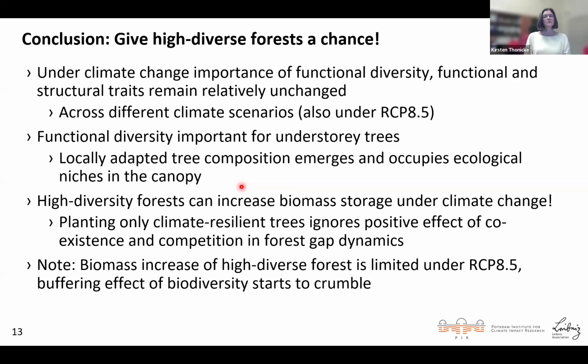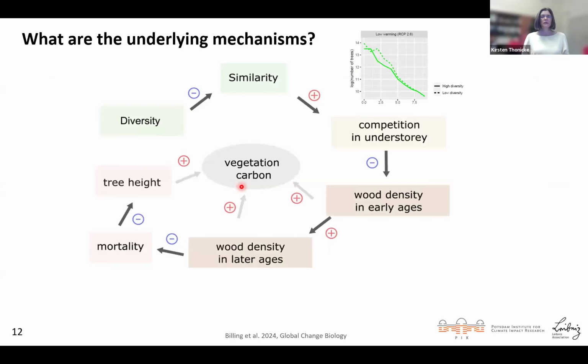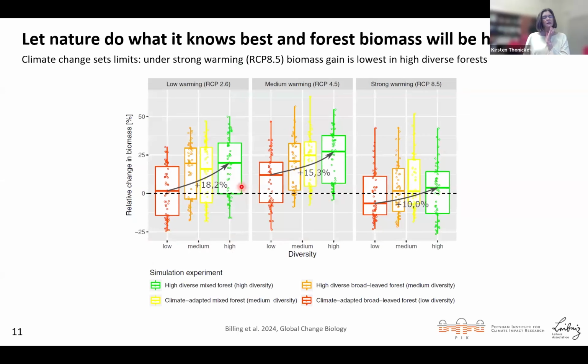Planting only climate resilient trees ignores the positive effect of coexistence and competition in forest gap models. Please note, biomass increase of high diverse forests is limited under RCP 8.5, so the buffering effect of biodiversity could start to crumble. And there, also let me use one more minute and go back to this figure.